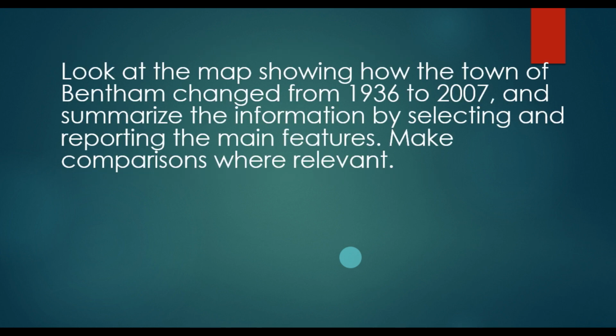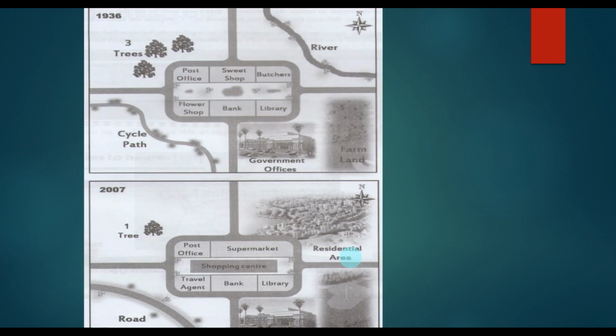So here is a question. Look at the map showing how the town of Bentham changed from 1936 to 2007, and summarize the information by selecting and reporting the main features. Make comparisons where relevant. This is the map. This shows two time periods, but in the past. In this case, we must use past tense.